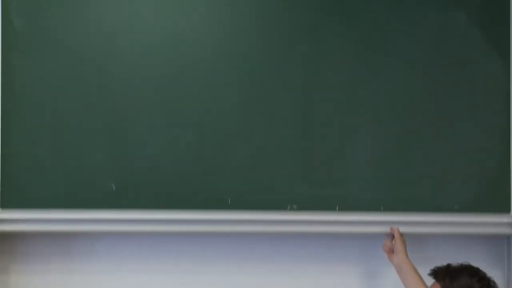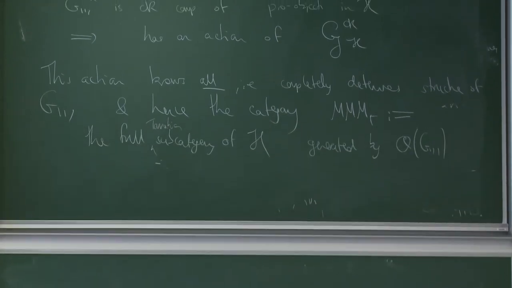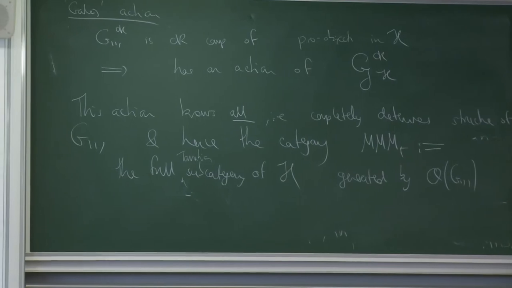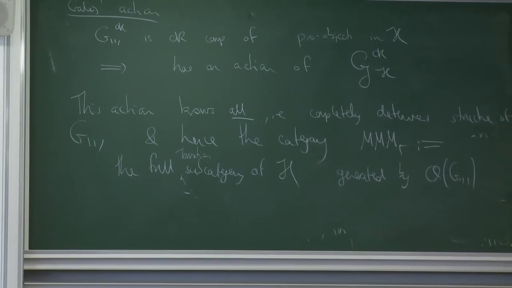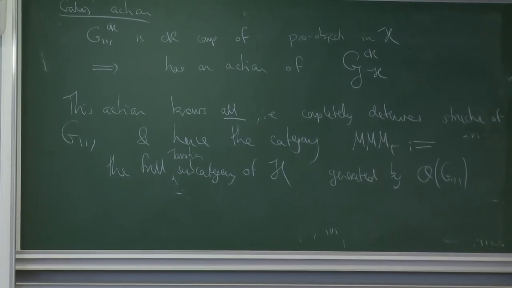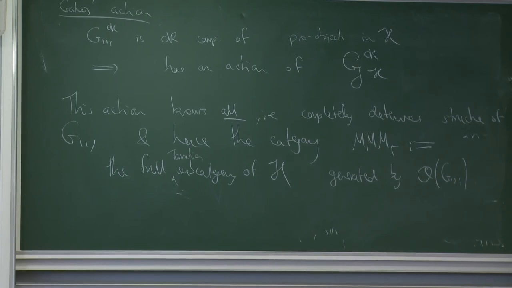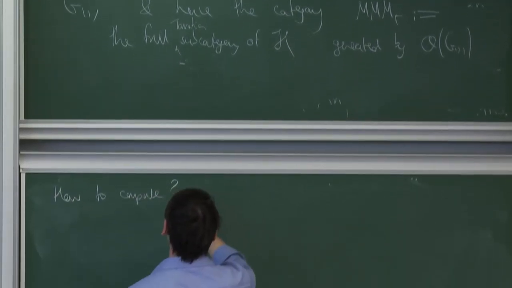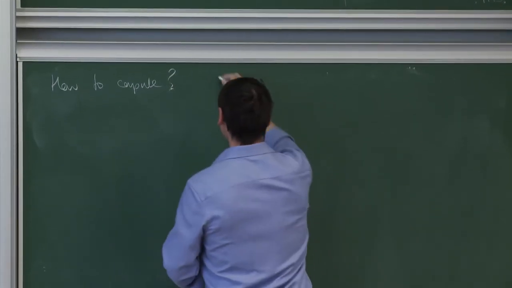Of course, we can enhance this category H. I'm just working with Betti and Durand because it's the quickest way to get information about this action. But you can throw in other realizations if you like. So then the question is, how on earth could we possibly compute this action? And it seems hopeless, but in fact, surprisingly, you can get very far.